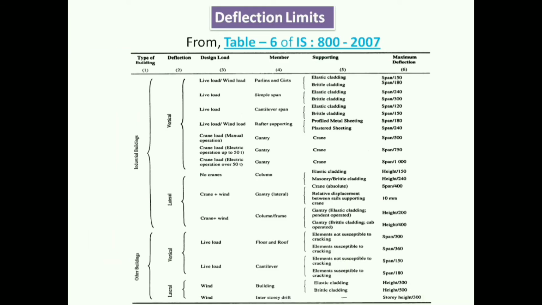Here we can see a table. The table is Table 6 of IS 800-2007, where we can get the deflection limits of different members. Like for purlin, the maximum deflection is span by 150 when the supporting condition is elastic cladding, and when the supporting condition is brittle cladding, the maximum deflection is span by 180.